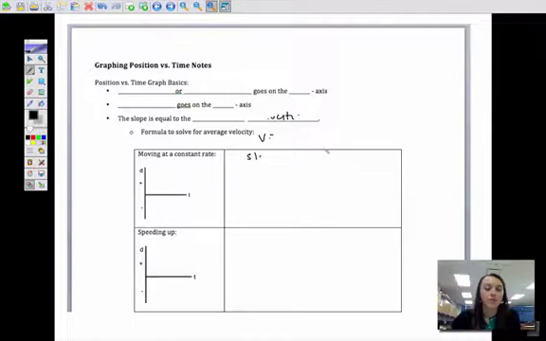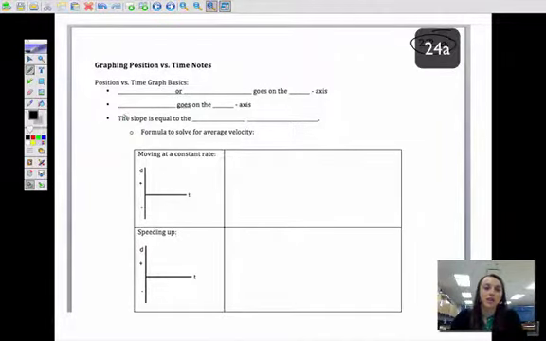And then find this page in your binder. Label it 22A. So we've learned about graphing models of motion in our lab using a scientific model to predict speed. And now we're going to learn about one of the specific types of modeling motion, which is position versus time.